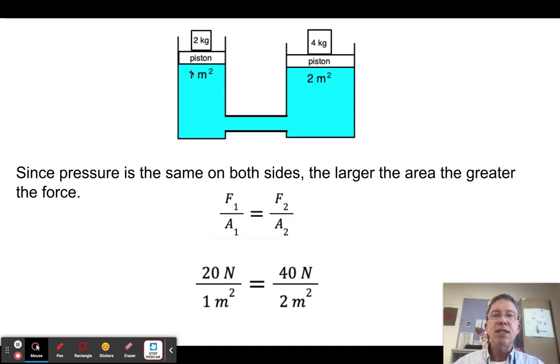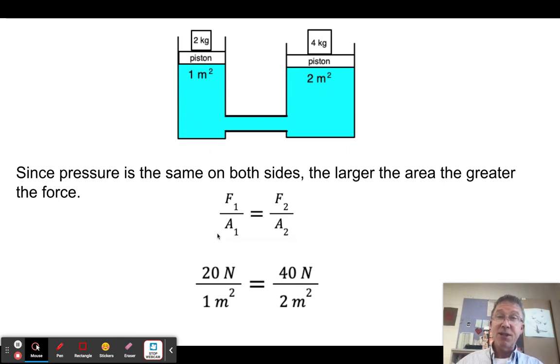Okay, so let's say I have a piston here. In this case, we're going to say our pistons are massless. If I apply 2 kilograms here, that's 20 newtons applied to 1 square meter. That means there's 20 pascals of pressure throughout this system. If I come over here, I have 2 square meters. So if I was going to balance this and keep the system from moving, I'd have to put 4 kilograms here because 40 divided by 2 is equal to 20 divided by 1.